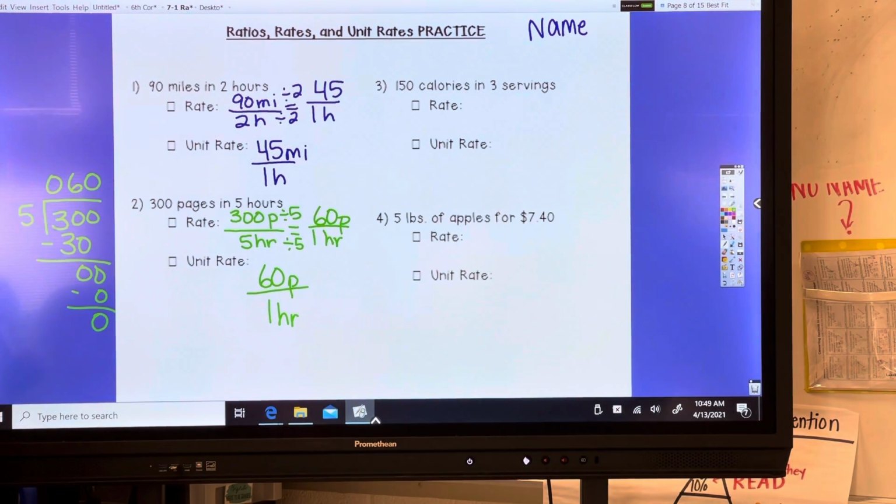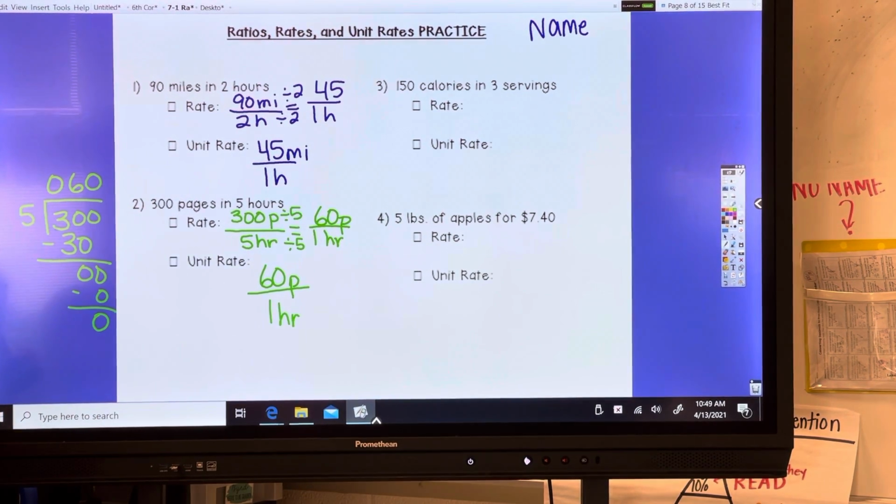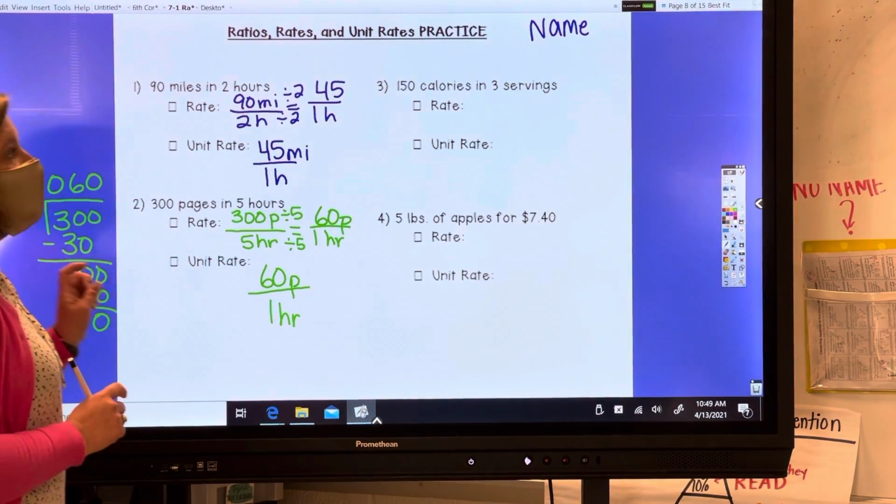60. That's a lot of pages. I read 100 in like 45 minutes. Girl, no way, you must have been speed reading. Now that book was kind of.